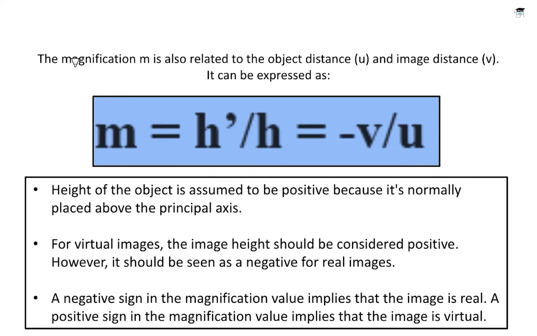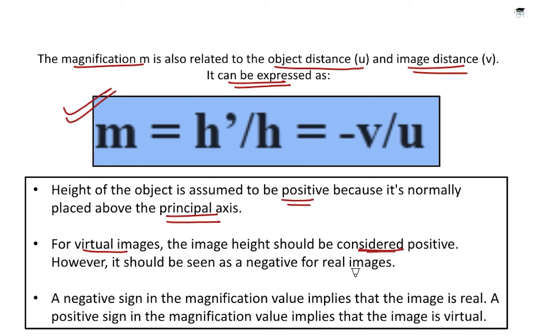The magnification m is also related to the object distance u and image distance v. It can be expressed as m = h'/h = -v/u. This is an important relationship between the height of the object, height of the image, image distance and object distance. You will see that the height of the object is assumed to be positive because it is normally placed above the principal axis. For virtual images, the image height should be considered positive. However, it should be seen as negative for real images. A negative sign in the magnification value implies that the image is real.